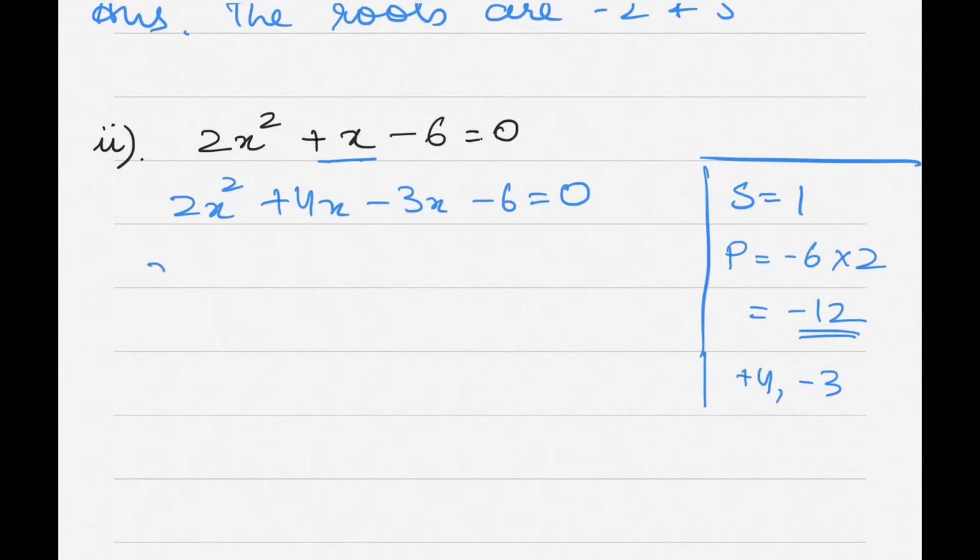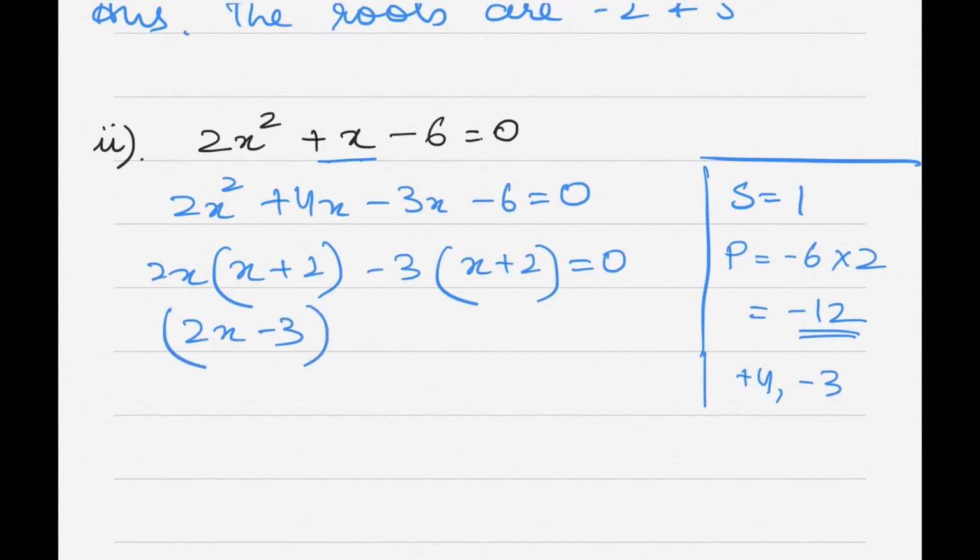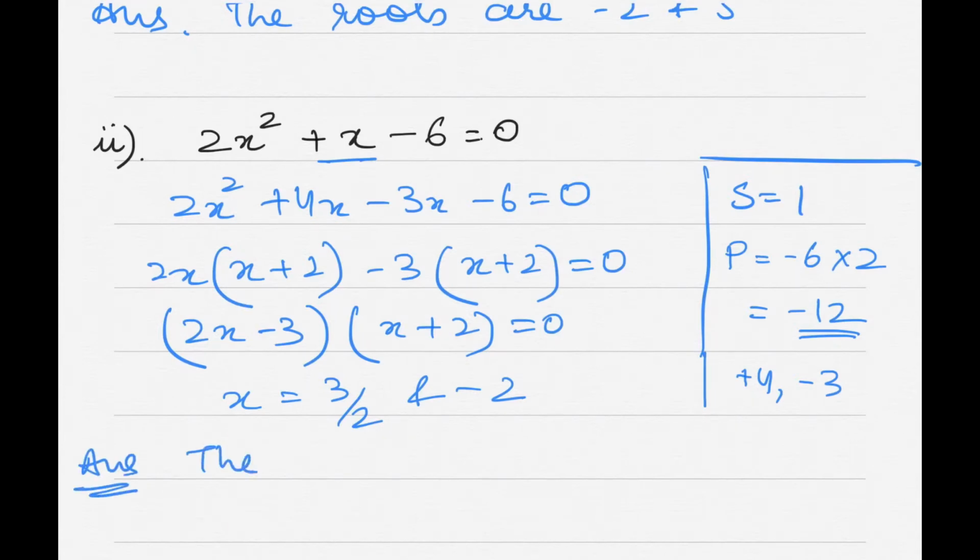Okay, now here 2x is common, so x plus 2, and -3 is common, x plus 2 is equal to 0. So for this equation my factors are 2x minus 3 and x plus 2, right? Okay, now my x will be equal to 3 by 2 and it will be equal to -2. So these are my roots, so I can write down that the roots are 3 by 2 and -2.